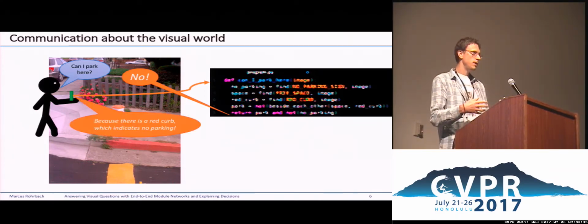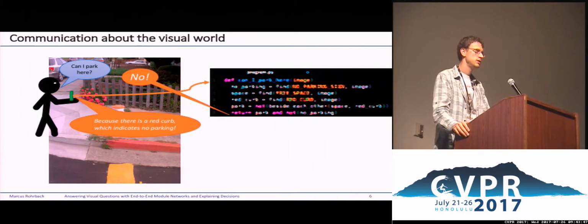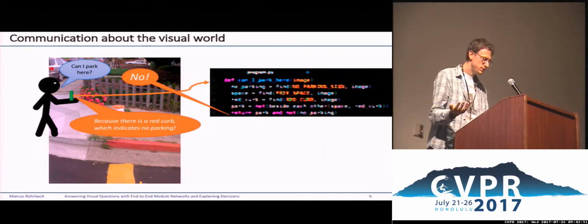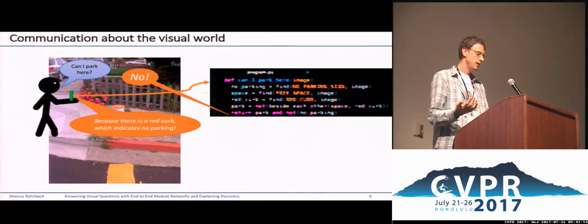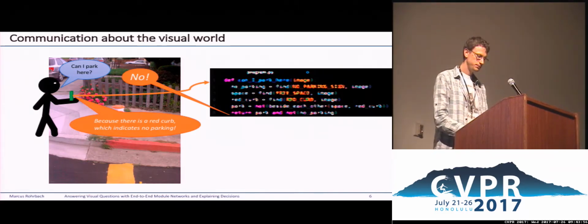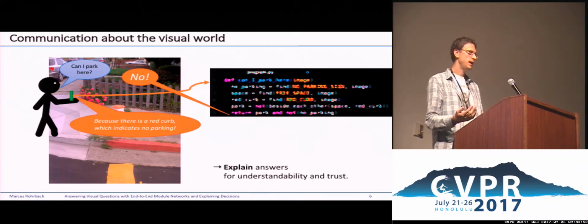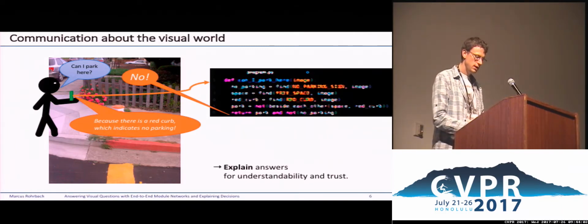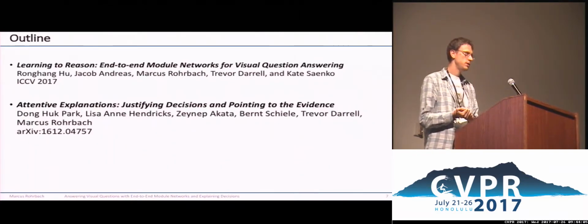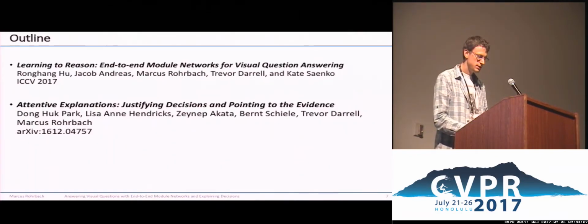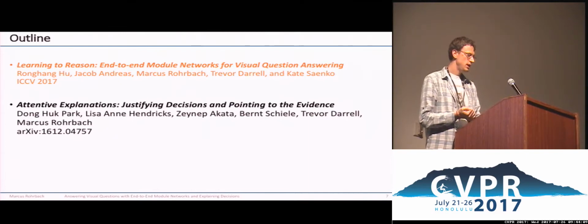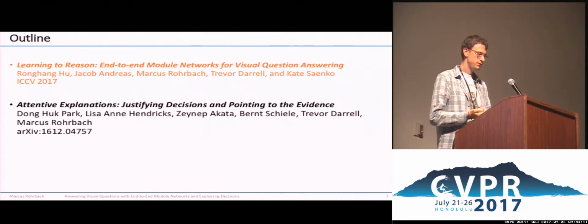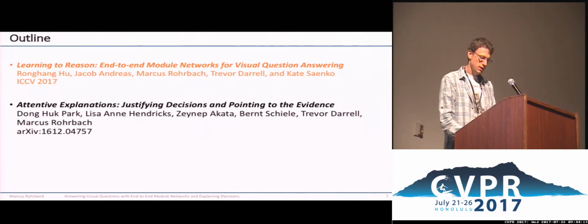So we want to also explain our decisions with natural language and say, for example, because there's a red curb, which indicates no parking, instead of just showing a program. So we want to explain answers for understandability and trust. And I'm mainly going to talk about these two works. I'll start with learning to reason, end-to-end module networks for visual question answering, which will appear at ICCV.